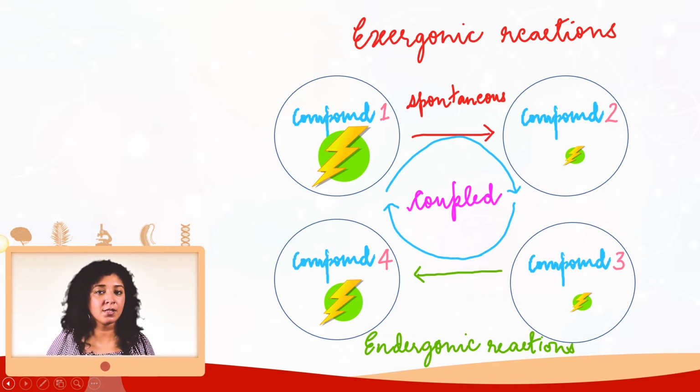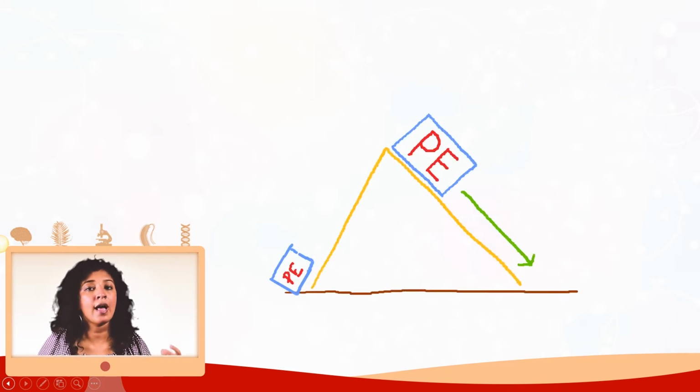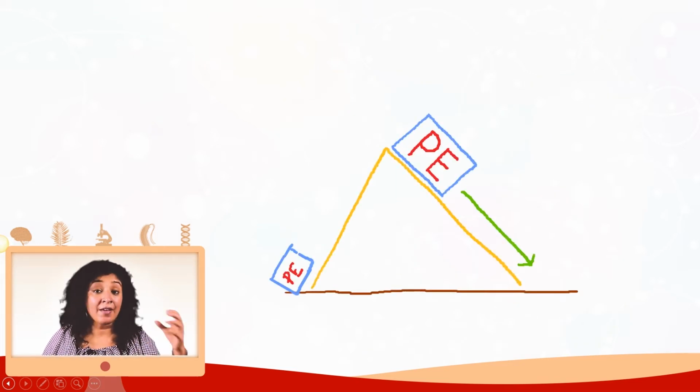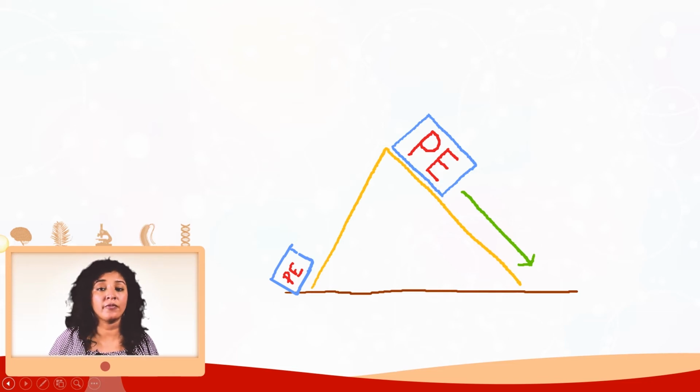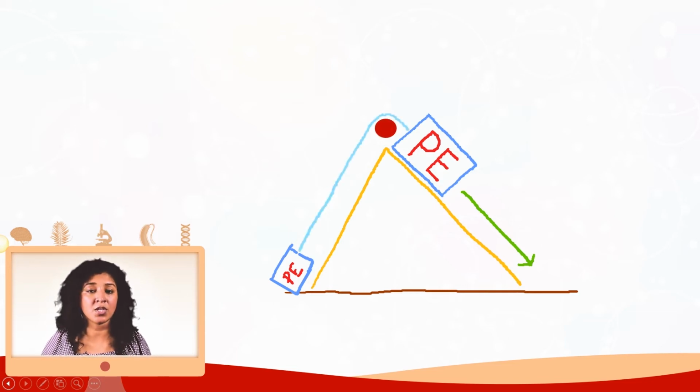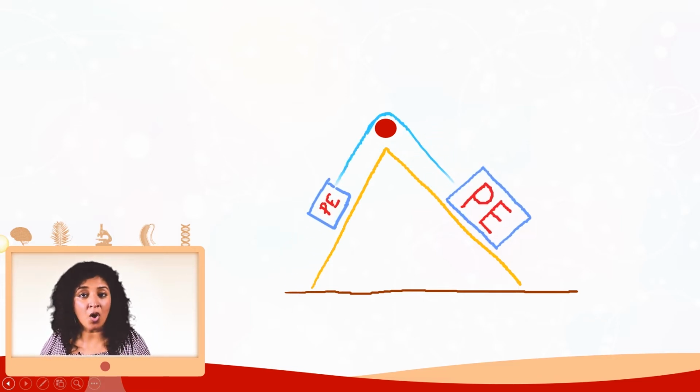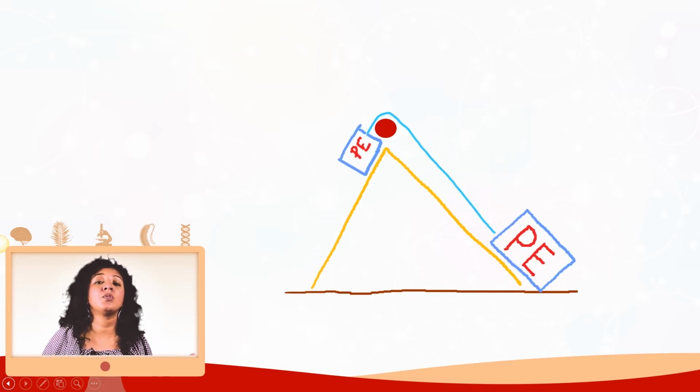What do I mean by coupled? It means that the energy released from an exergonic reaction will drive the endergonic reaction. We can understand this too by going back to our analogy. The heavy object on top of an inclined plane will slide down the plane spontaneously. Now, if we connect this to a smaller object using a suitable pulley and string, then the energy from the falling can be used to lift the small object up the slope.